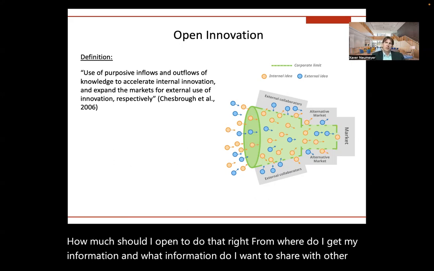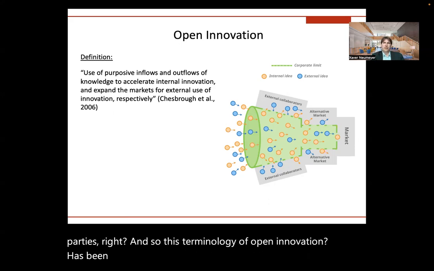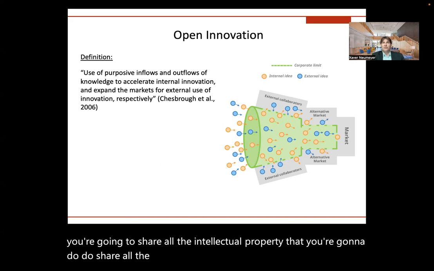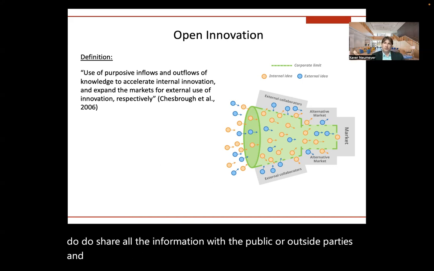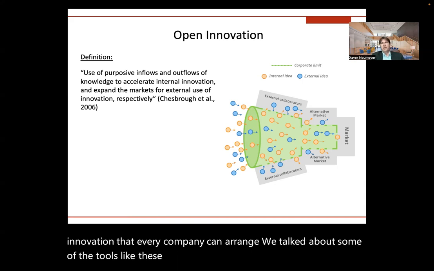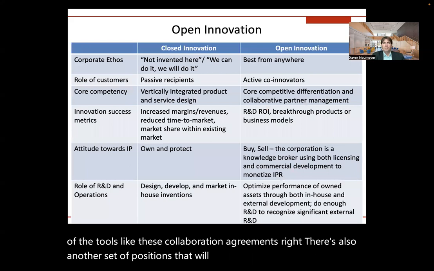And so this terminology of open innovation has been partly misunderstood, right? A lot of people mean that you're going to share all the intellectual property, that you're going to share all the information with the public or outside parties, and that's not true, right? There are different levels of open innovation that every company can arrange. We talked about some of the tools, like these collaboration agreements, right? There's also another set of positions that we'll talk a little bit about.